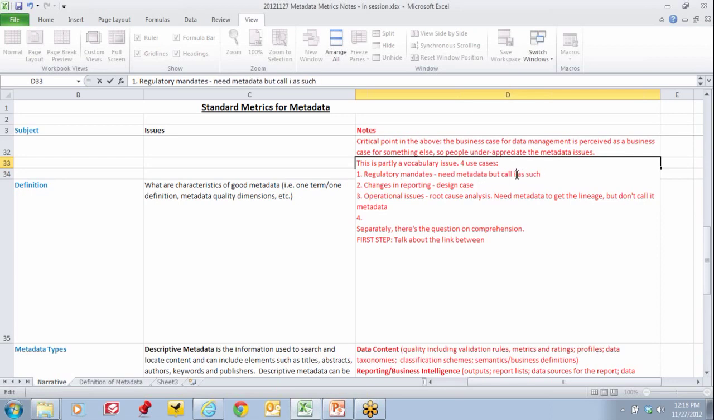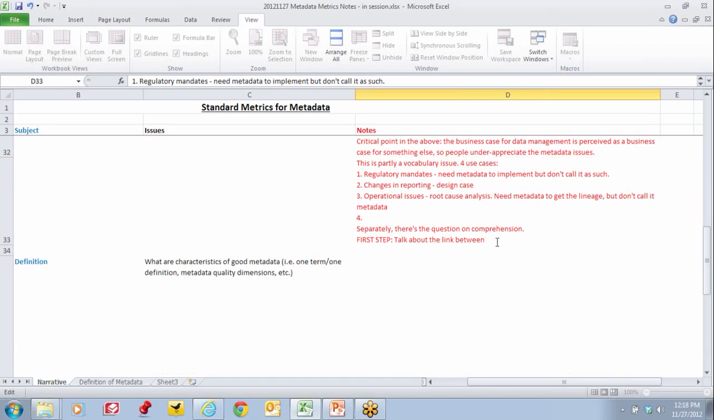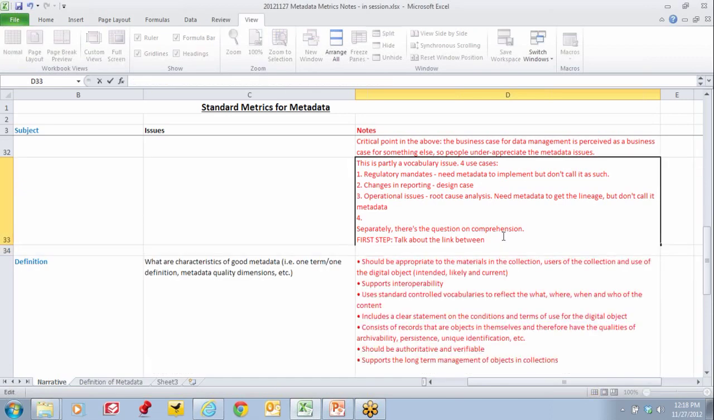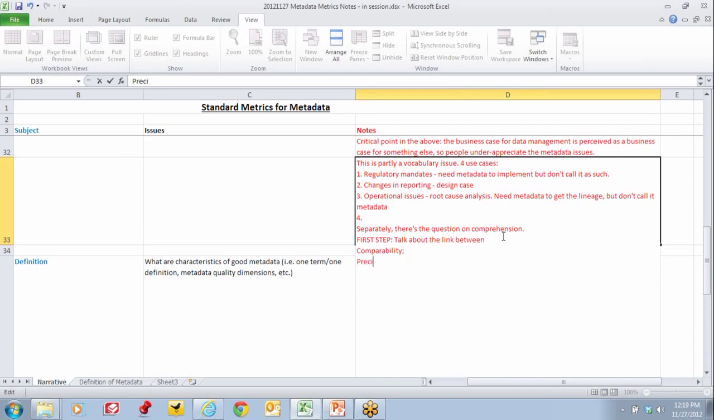I also, from a design standpoint, will have impact assessment. So I'm going to add a report, change a field on a report, or change something in the database. So I have a design standpoint where there's a use case for metadata. I also have operational issues where something went wrong on this report, and so I'll have a root cause analysis. Again, we use metadata to try to get the lineage, to go back upstream to see where things happen. But we use the terminology for each of these areas. We don't just call it metadata.